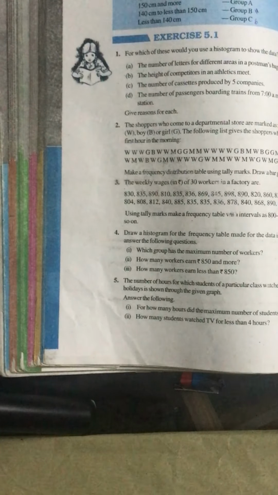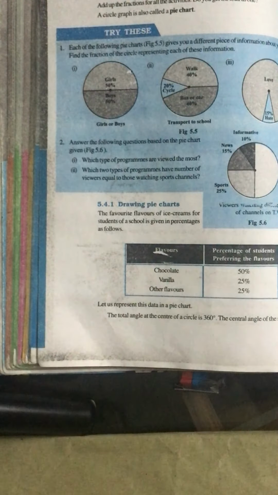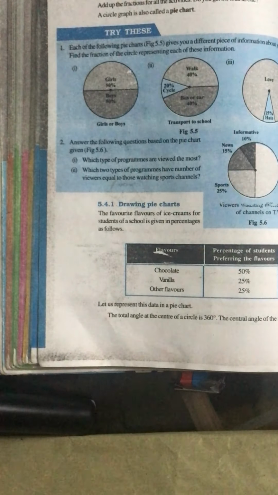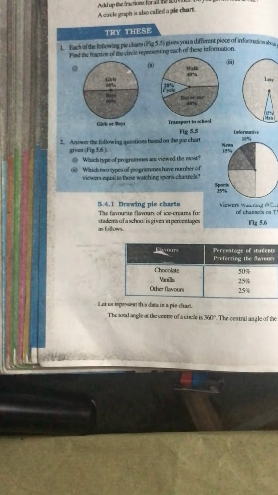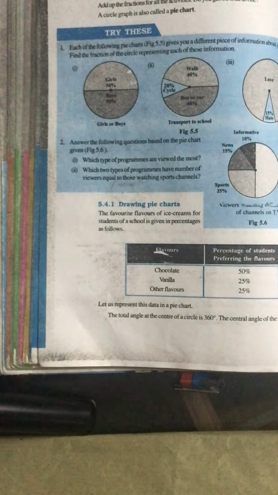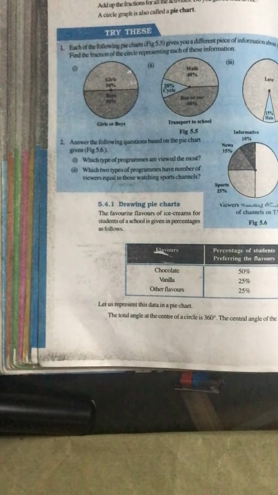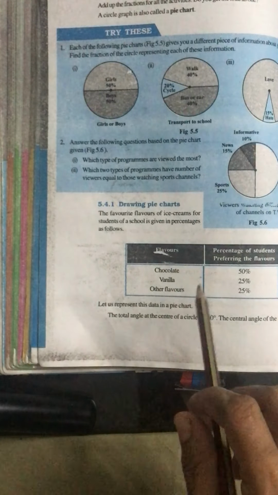For drawing a circle graph there will be a chart or some information given. Sometimes it will be a table or likewise raw data. Anyway, it will be given. So according to that table we want to draw a circle graph. So suppose this is the question.